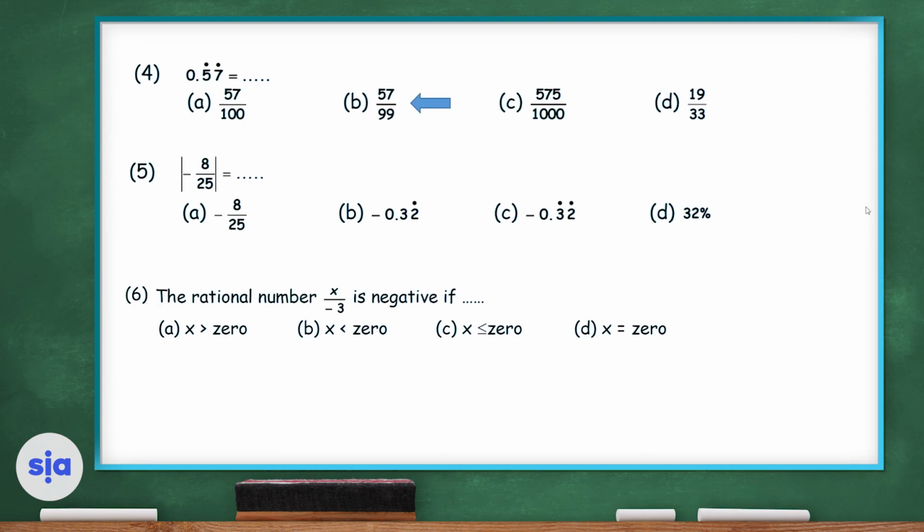And in question 5, absolute value of -8 over 25. We know that the absolute value, it always gets out as a positive number. So for sure, any of the 3 negative choices is not correct. So the right answer is choice D. Question 6, the rational number x over -3 is negative if, for sure, this will be negative if the numerator is positive because the denominator is negative. So the numerator is 0, so 0 must be positive, so x must be greater than 0.